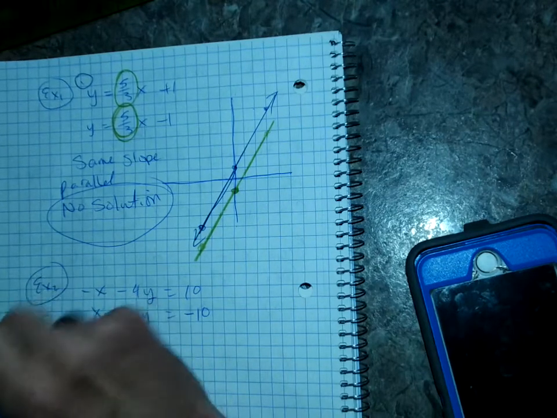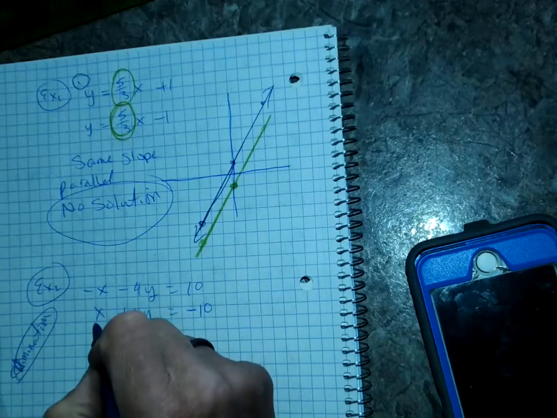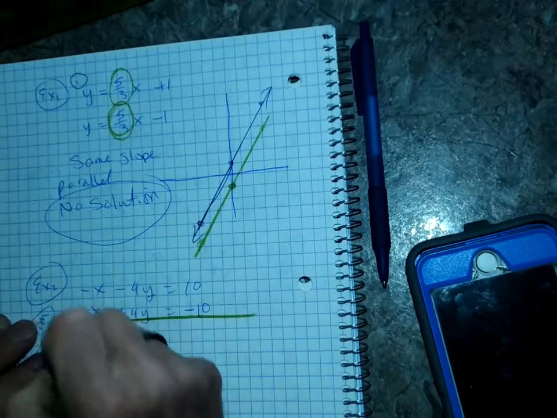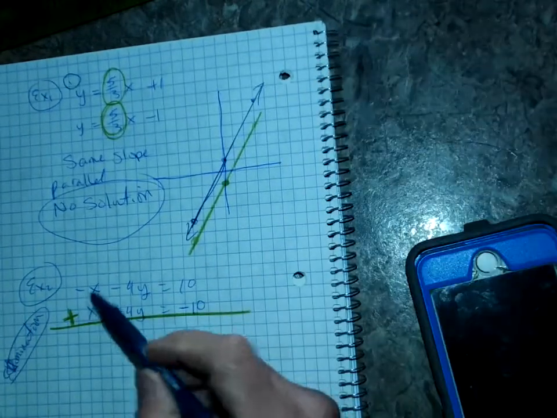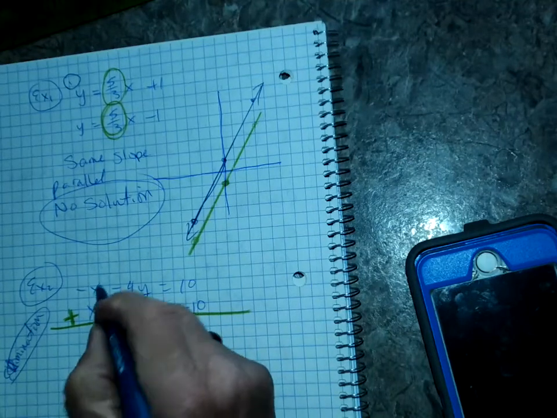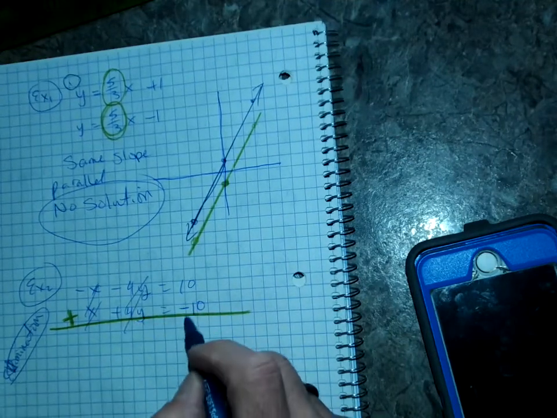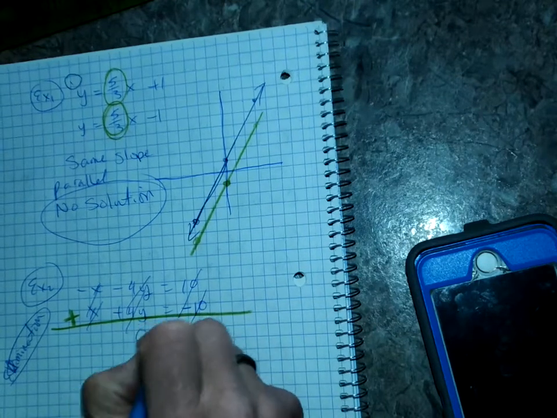Elimination method. So what I'm going to do is, I notice the negative x, positive x, so I'm just going to add these two, and the x's cancel. So if we add straight down, negative x plus x is nothing, cancels. Negative 4y plus 4y, nothing. Negative 10 plus 10, everything canceled. So I get 0 equals 0.